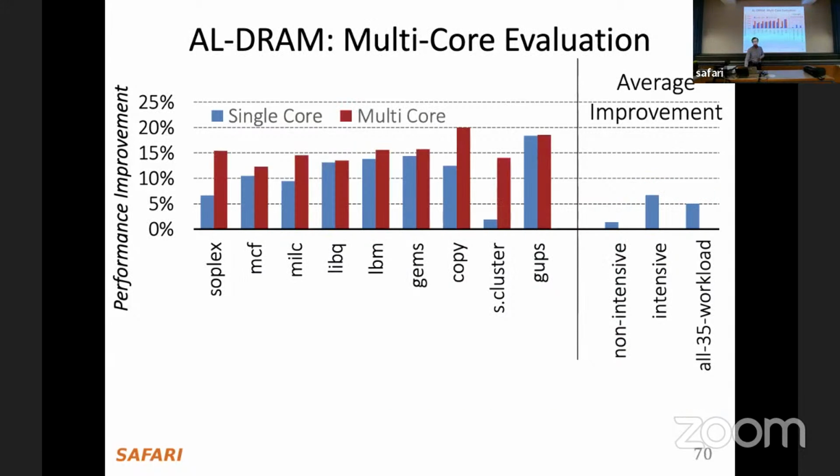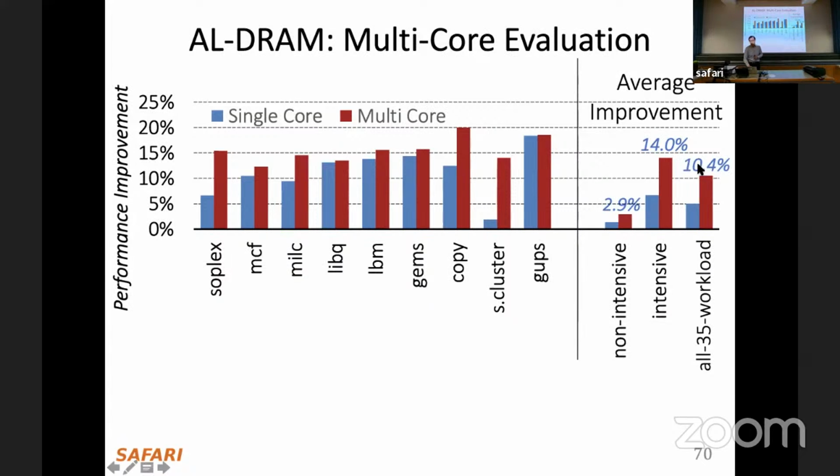And if you actually do the multi-core evaluation, meaning you have the same, I believe in this case, 4 copies of the same workload running together, your performance increases even more significantly because you have more impact on memory, right? Because now there's a lot more, let's say, contention in memory. If your latencies are lower, you reduce the contention. As a result, you get higher performance improvement.